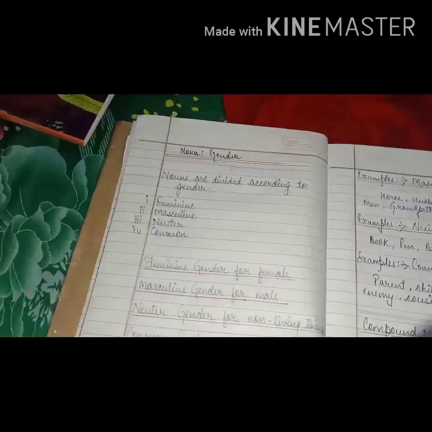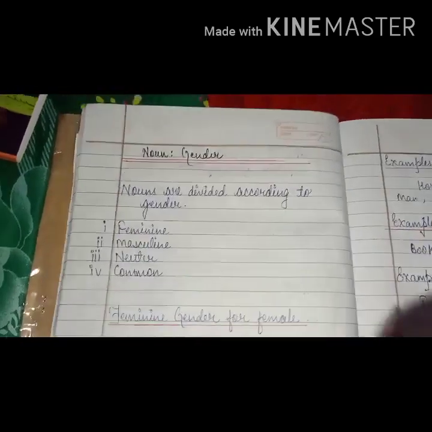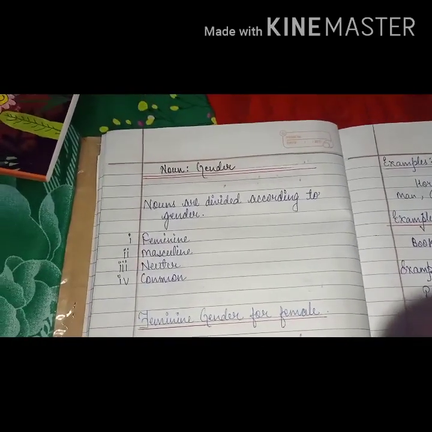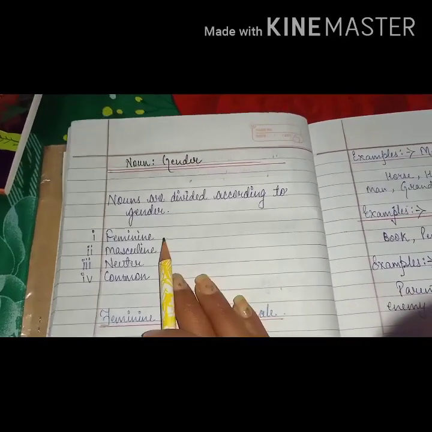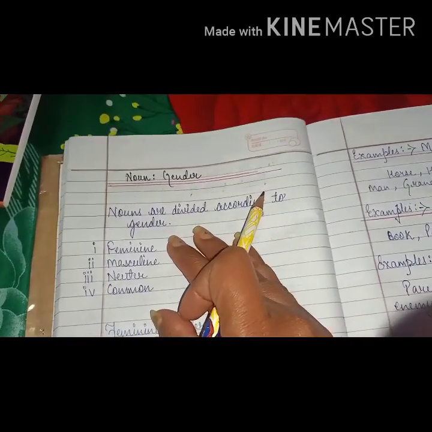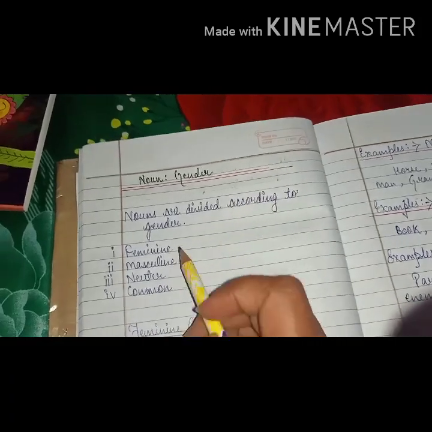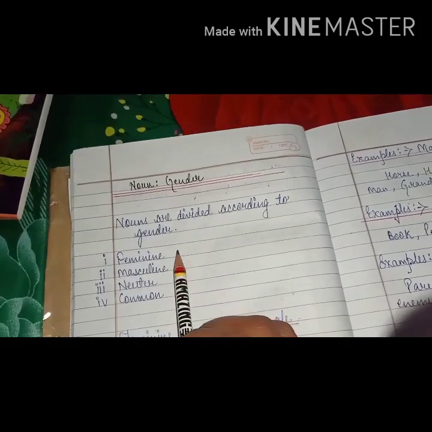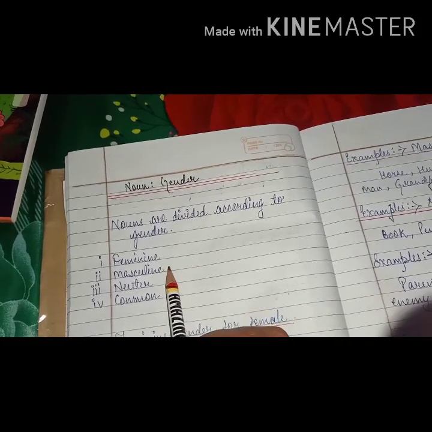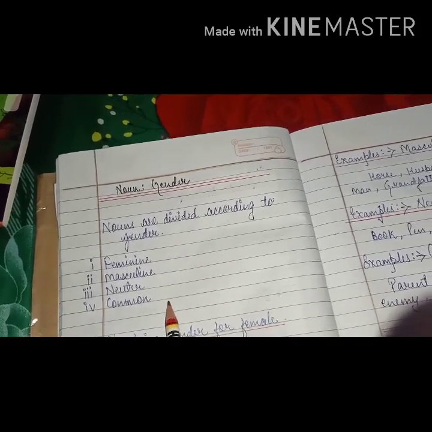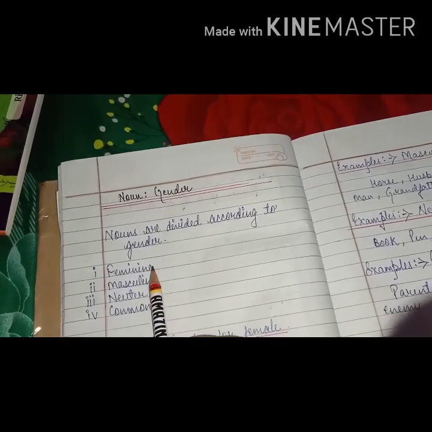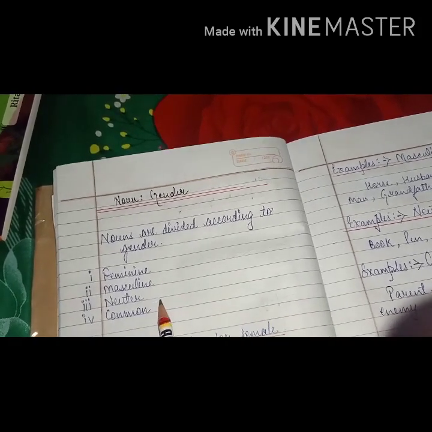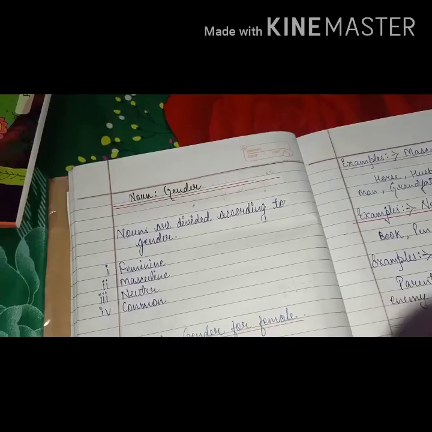Okay, now we will come to noun gender. Now we will study about gender. Nouns are divided according to gender. It is divided into four genders: feminine, masculine, neuter, and common. You must have studied feminine and masculine before also, but today I'll start with neuter and common also. So it is divided into four genders. Now see, feminine, masculine, neuter and common.